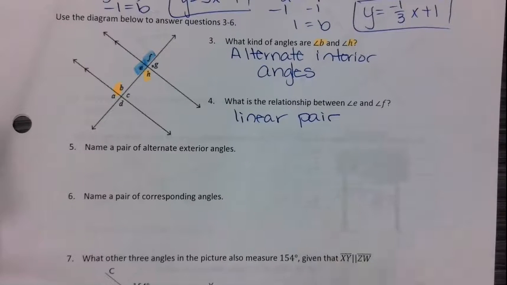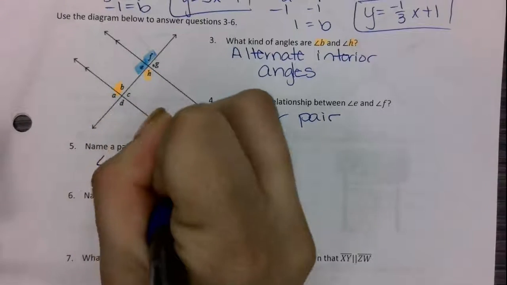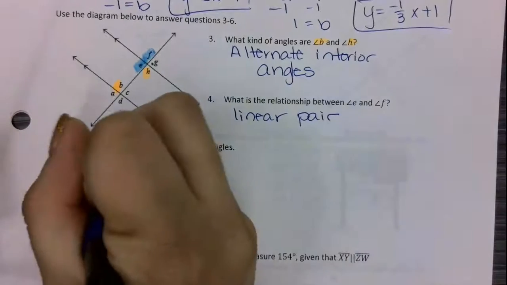Then I want to look for alternate exterior angles. These are on opposite sides of the transversal outside the parallel lines. So I have A and G is a pair. Or, on the test you only have to write one. F and D is a pair.